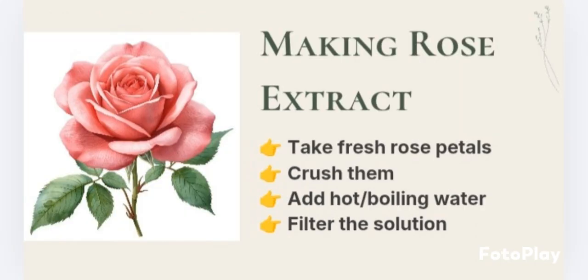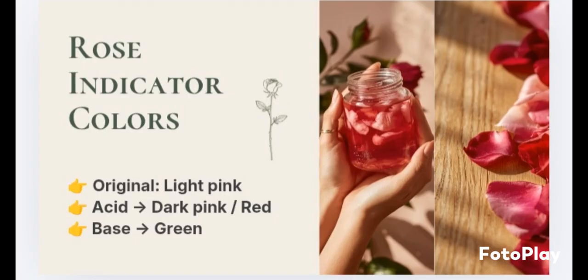So first we will learn how to make rose extract. It is easy to make because it is easily available in our home plants. So first we will take fresh rose petals, crush them and add them into hot boiling water and then filter the solution.